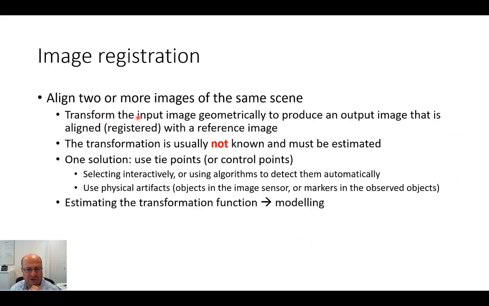So in a nutshell, you transform the input image geometrically to produce an output image that is aligned or registered with a reference image. The transformation is usually not known, but must be estimated. Well, if you knew the transformation from one image to the other, you would just apply the complement. The whole job of image registration is actually on the estimation process. One typical solution, largely used in the industry in various applications, is the use of tie points, also called control points.